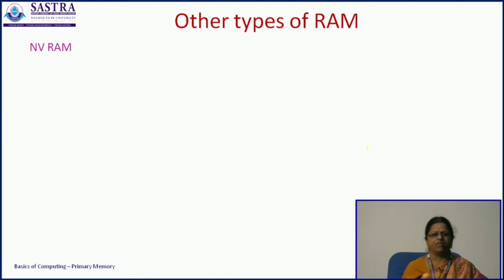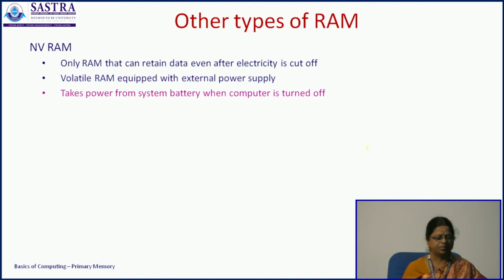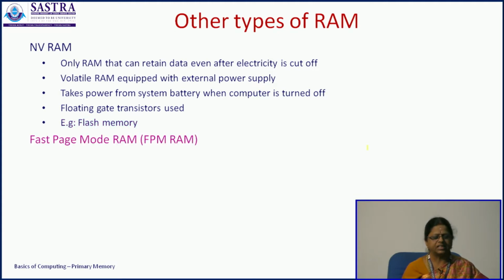It is NVRAM, which is non-volatile RAM. It is the only RAM that can retain data even after electricity is cut off. We had already seen that RAM is volatile in nature, but this NVRAM is non-volatile. The volatile RAM is equipped with an external power supply. It takes power from the system battery when the computer is turned off. We use floating gate transistors here. Examples are flash memory.